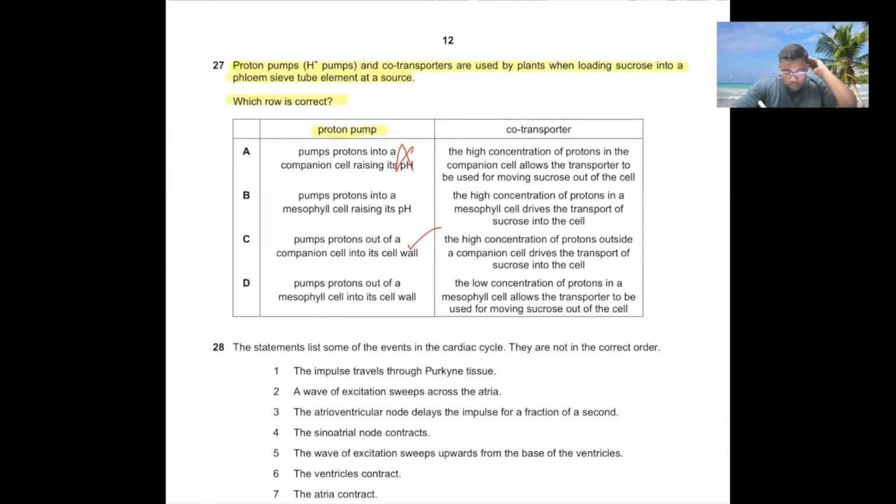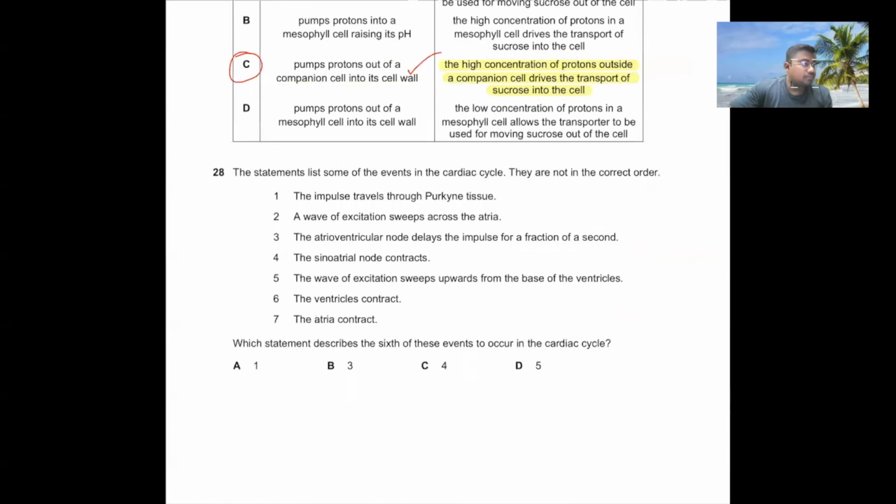All right. Pumps proton out of the companion cell into its cell wall. And co-transporter, the high concentration of proton outside a companion cell drives the transport of sucrose into the cell. Yes. 27C is the correct answer.